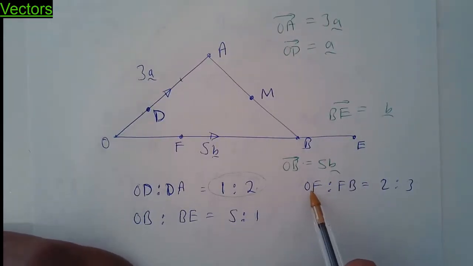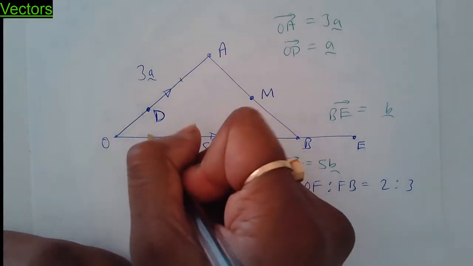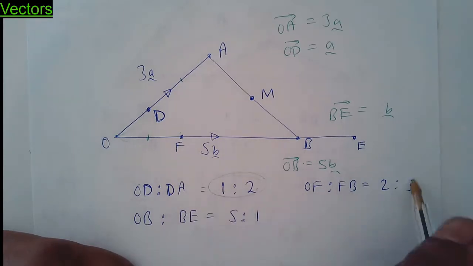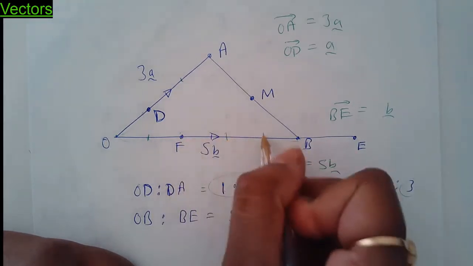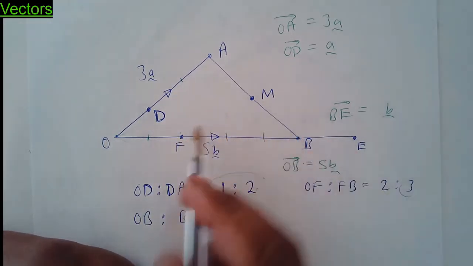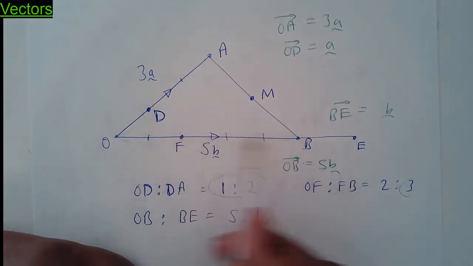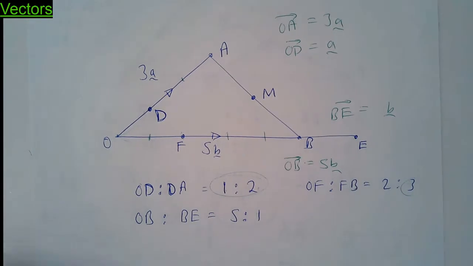Right, we have here O to F, and then F to B. That's 2 and 3 parts. 2 parts for the O to F, and then 1, 2, 3 parts from F to B.